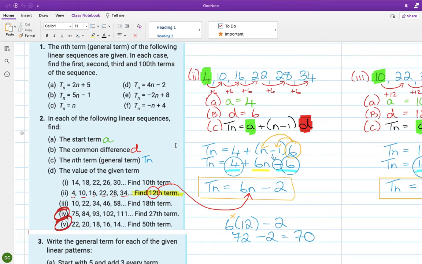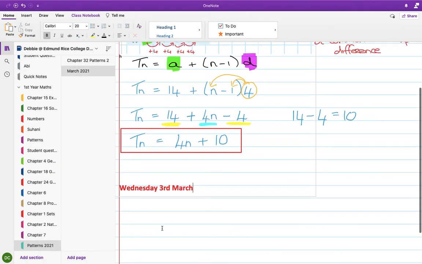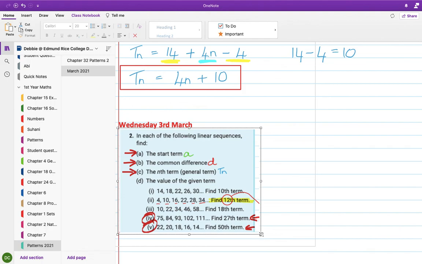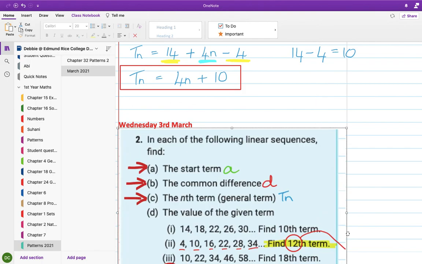Okay, so you're repeating exactly what I did there. You're going to get the start term. You're going to get the common difference. You're going to work out the nth term. And then when you've all that done, you're going to come down here and find the 27th term for that 4th sequence starting with 75. And for the last sequence, they want you to find the 50th term. Okay? So pop this in here. And that is due for Thursday or Friday. Okay?